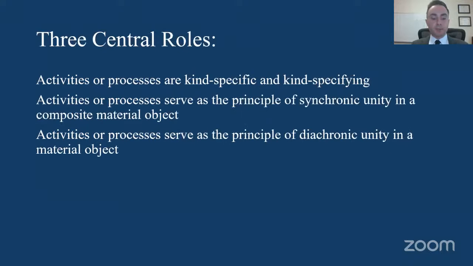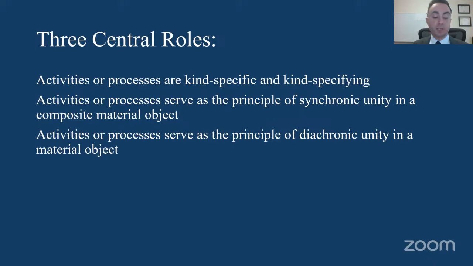The enduring activities or processes that serve as the forms of material objects on this account play three central roles. First, activities or processes are kind-specific and kind-specifying. A material object is a member of its kind or species because its matter is undergoing a certain type of activity or process. And members of distinct kinds or species can be distinguished from one another by their qualitatively distinct activities or processes. That is to say, by the particular changes occurring in the matter and the particular ends to which those activities or processes are directed.